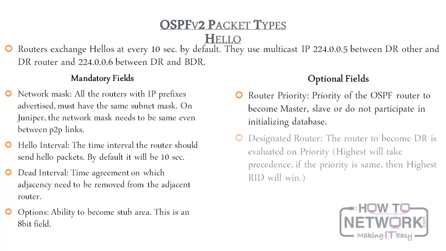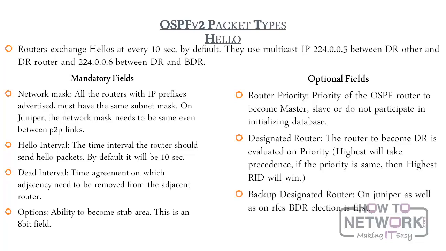Designated router. The router that becomes the DR, or designated router, is evaluated on priority. Highest will take precedence. If the priority is the same, then highest RID will win. Then we have Backup Designated Router, or BDR. And then we have the neighbor. All routers next to each other participating in OSPF are therefore neighbors.